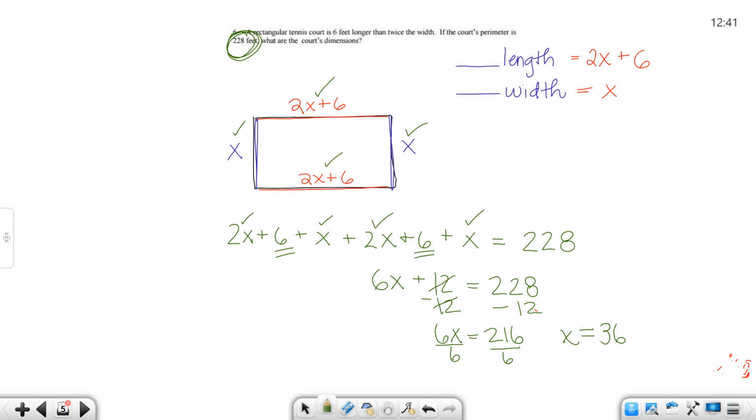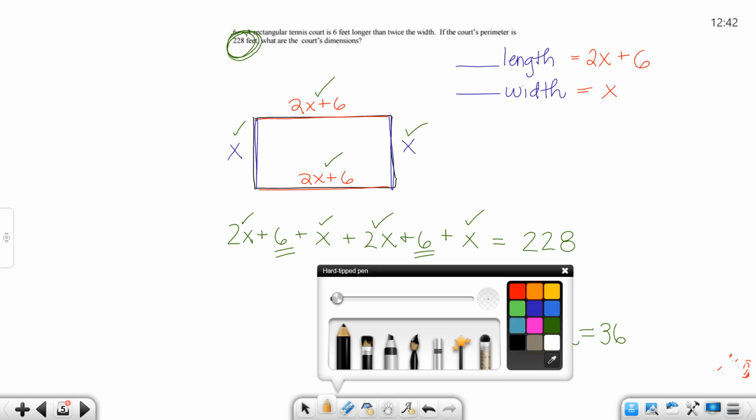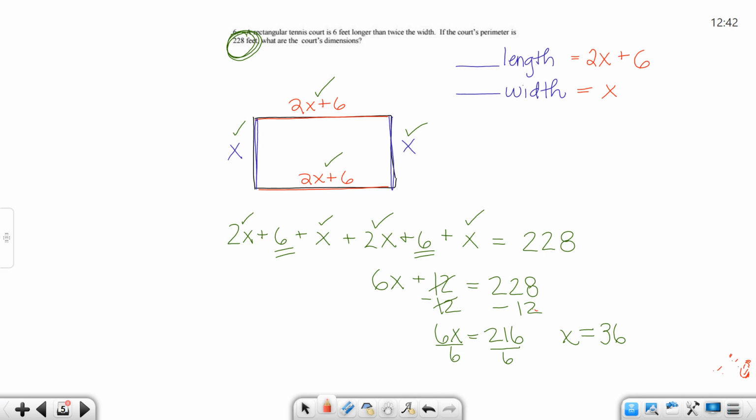Now that's not my answer yet, because remember the question at the top said, what are the dimensions? Now x is 36, so that's pretty good. But if I look back up there, I know that the width is x, so since x is 36 and x is the width, that's what that one's going to be. But the length says it's 2 times x, which is 36, plus 6. So this would be 72 plus 6. That means your length is going to be 78. And that's how that one should work.